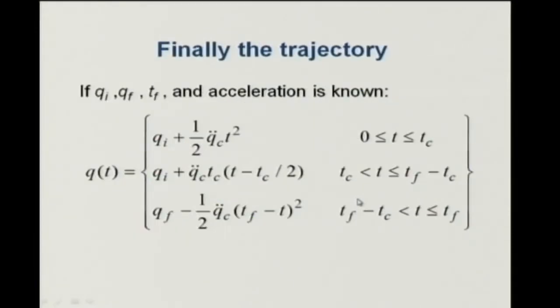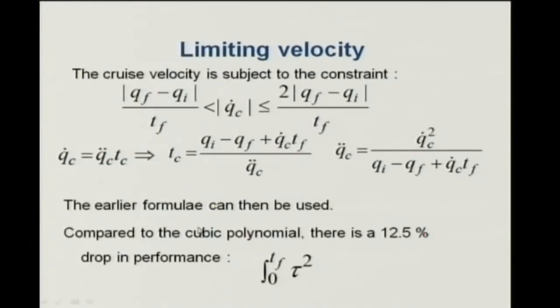So finally, if you know Qi, Qf, Tf and the acceleration, then you get Q(t) in this form between 0 and Tc. This is a constant form. So the only thing is, here you are writing everything in terms of these parameters. So just 4 parameters, so you can take them in as input and you can write the terms out essentially. Then you write it into hardware and you are done.